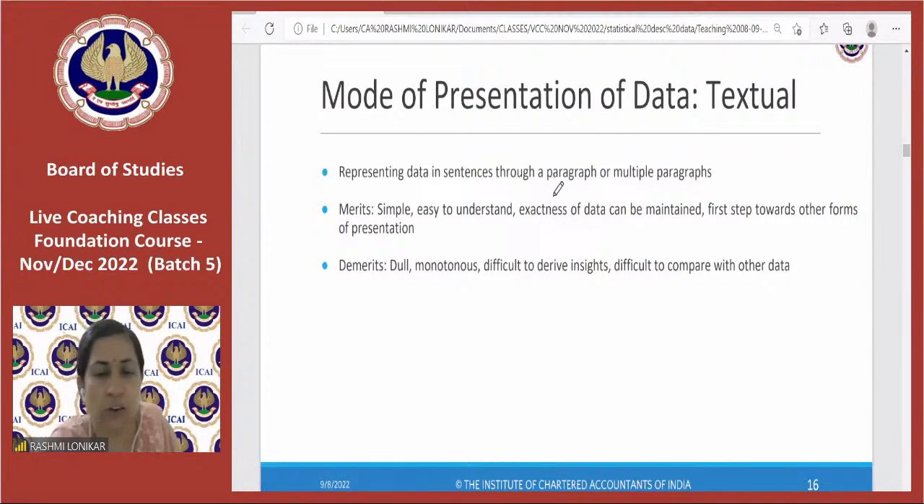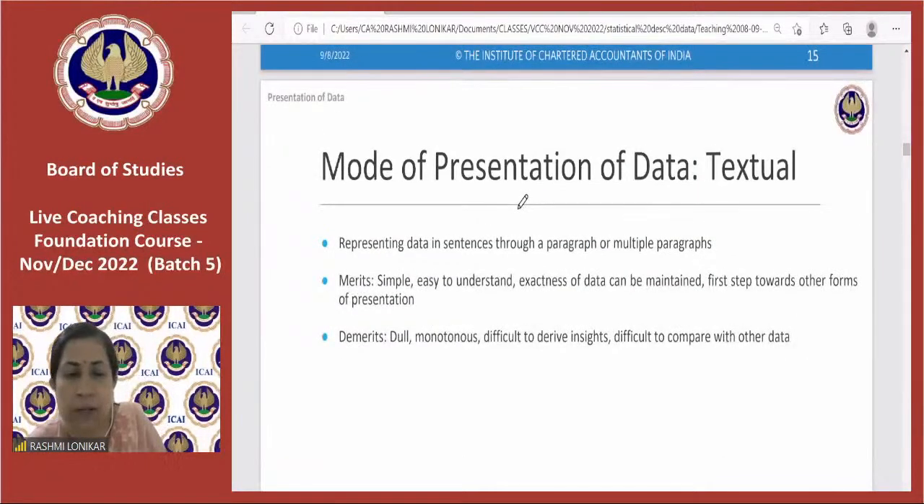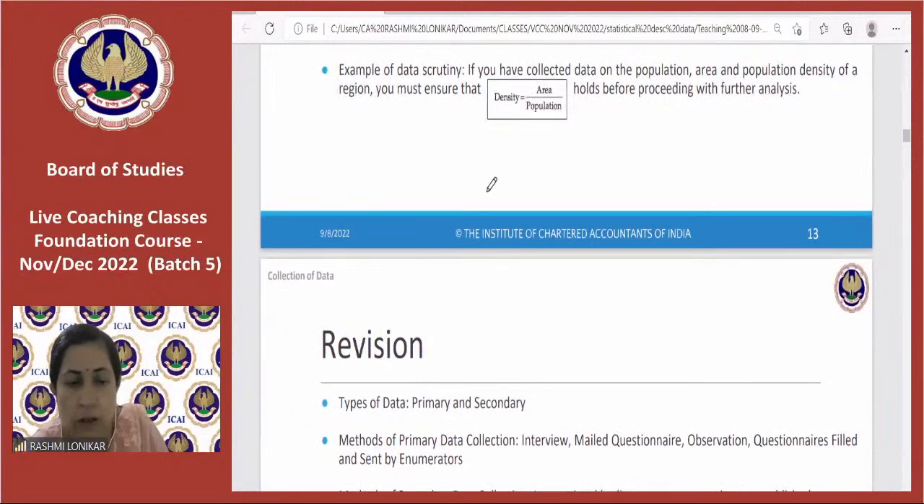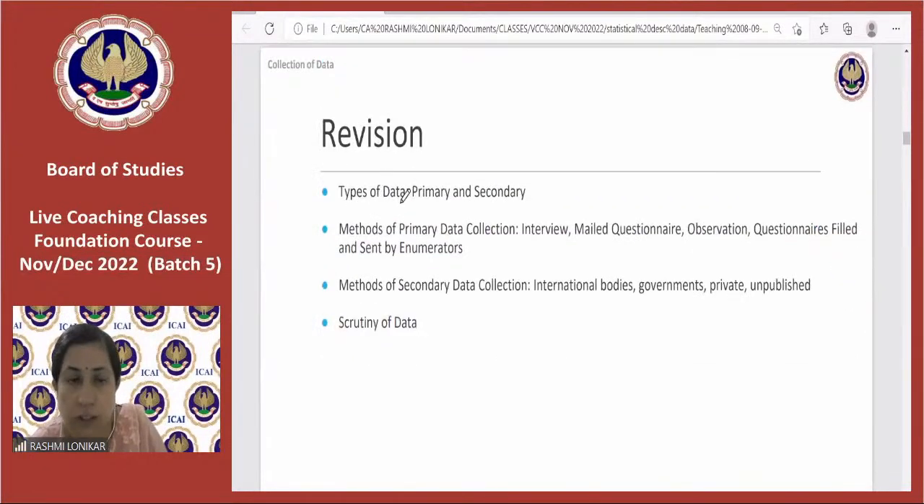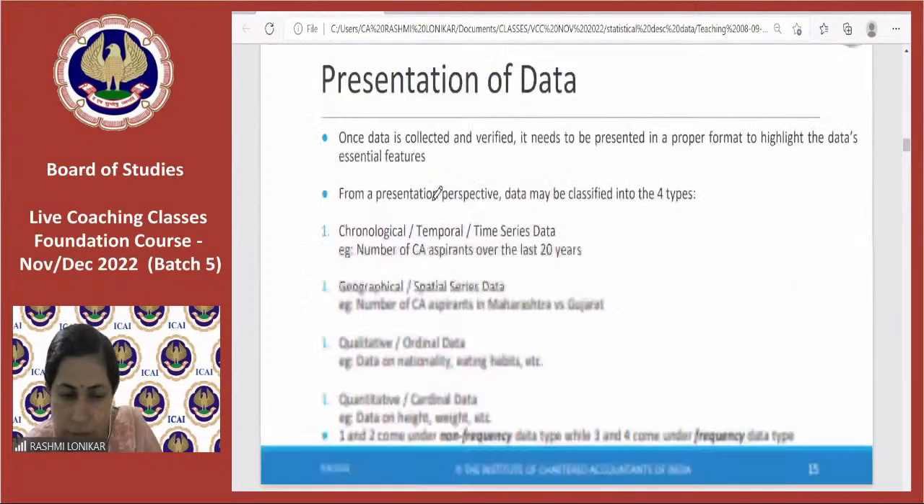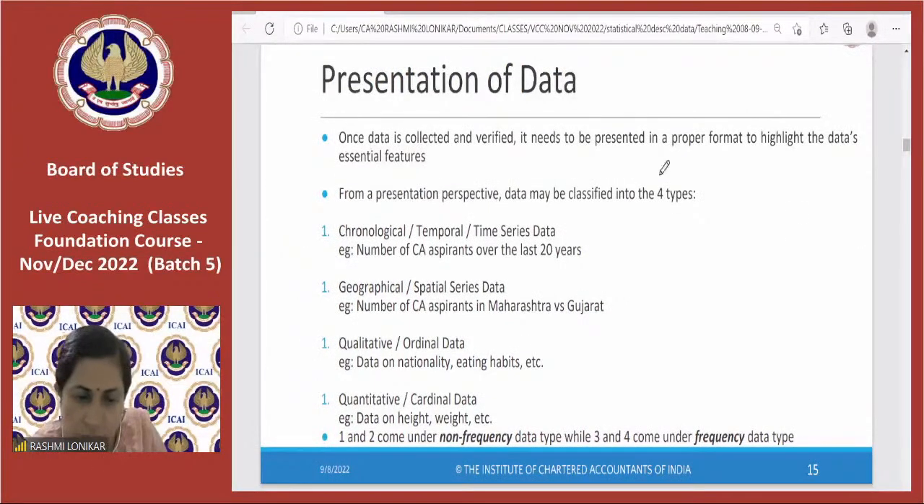Mode of presentation of data. So now what has happened is we have considered what data is, what the types of data are, what the methods of collection of data are, primary data, and then we are talking about secondary data, from where we can get information. Okay. Then we are talking about presentation of data. So these are the four presentation perspectives: chronological, geographical, qualitative, and quantitative.